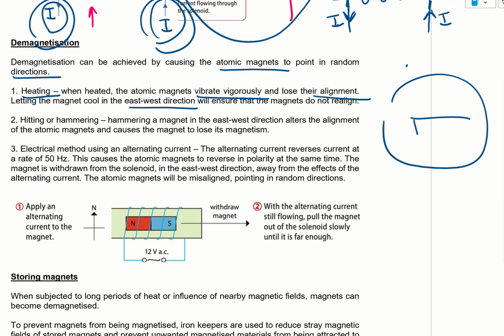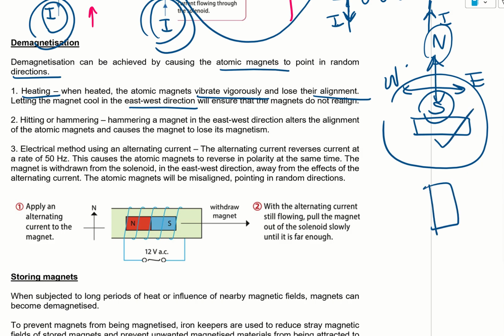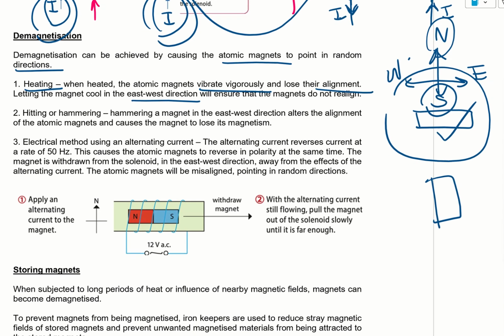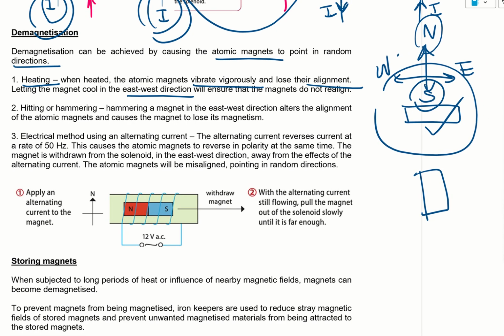So this is north, south, west, and east. If I leave the magnet in the east-west direction, then it will not be subjected to the Earth's magnetic field and the atomic magnets will not realign again. So I should put it this way and not this way. If not, then they will realign. Next is hammering. Hammering a magnet in the east-west direction alters the alignment, again in the east-west direction, and causes it to lose its magnetism.